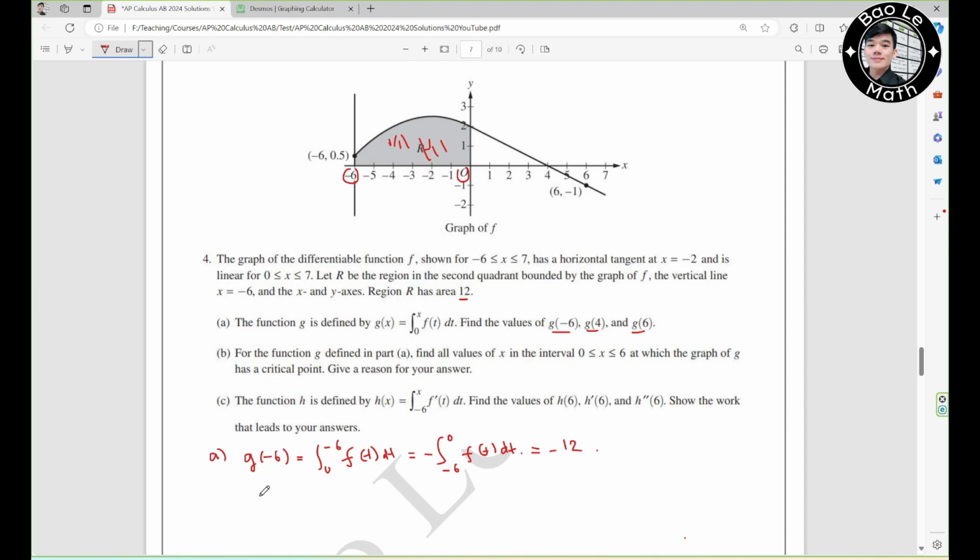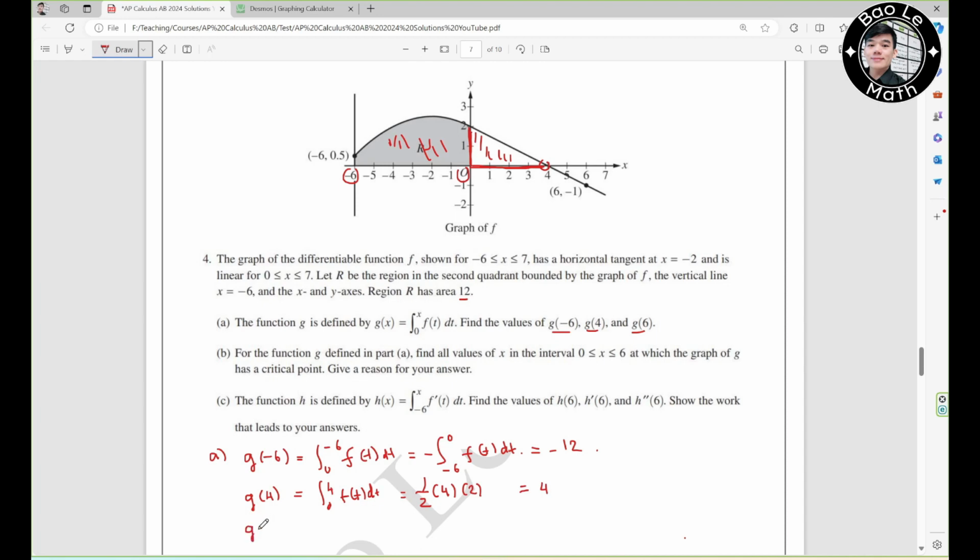Next one, g of 4 equals the integral from 0 to 4 of f of t dt. From 0 to 4, it's going to be right here. This is actually the area of this triangle right here. So it equals 1/2 base times height. Base equals 4 right here, and height is equal to 2. So it's going to be 1/2 times 4 times 2. So the answer should be 4.